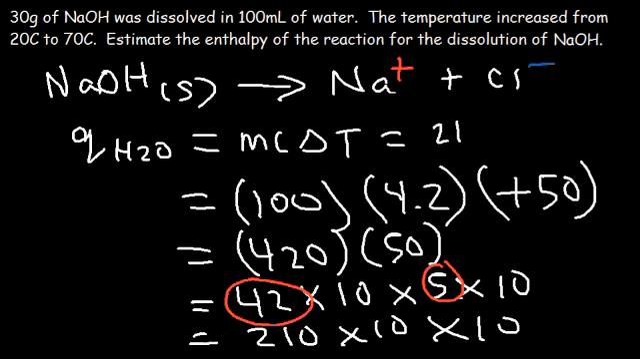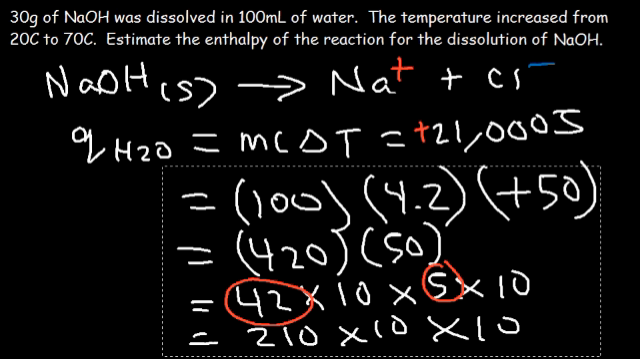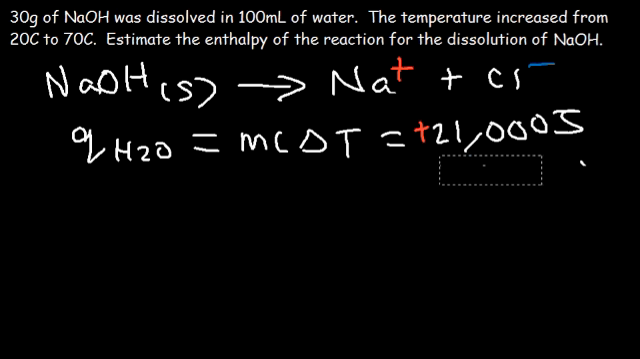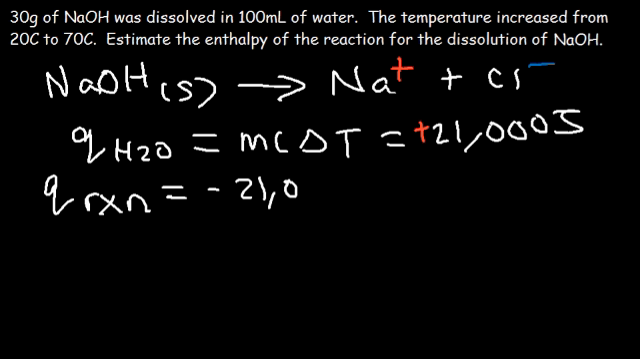So this is equal to 21,000 joules. And as you can see, it's positive because the temperature increased. So the water absorbed heat energy, so it's endothermic for the surroundings. So therefore, Q of the reaction is equal to negative Q of water, so this is negative 21,000 joules. Now typically, delta H is usually in kilojoules per mole. So let's divide this by 1,000 to convert it to kilojoules. So this is negative 21 kilojoules.